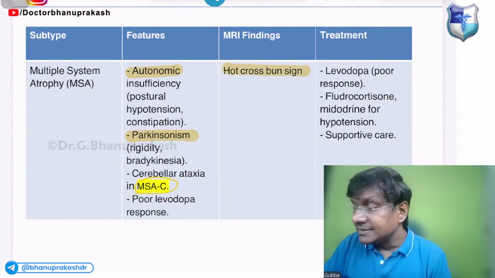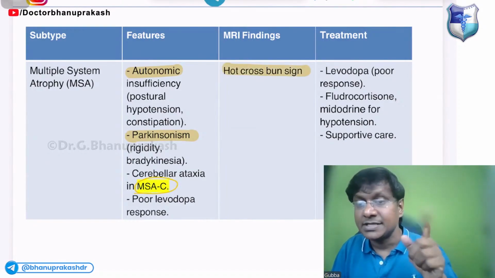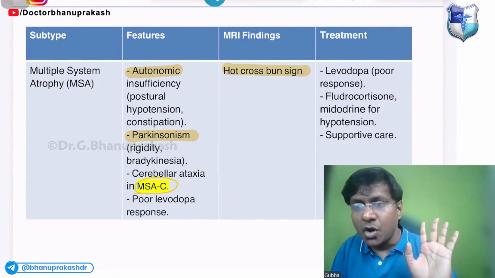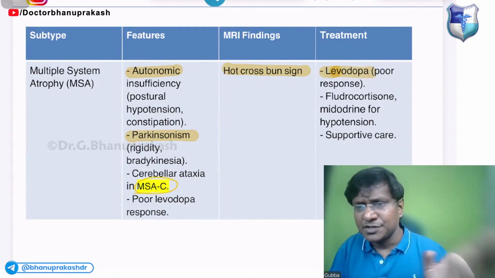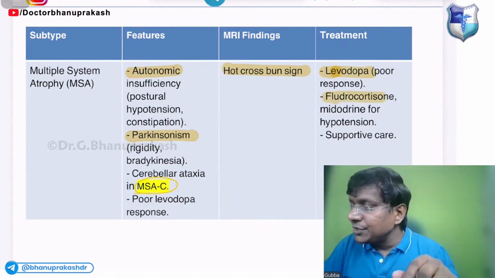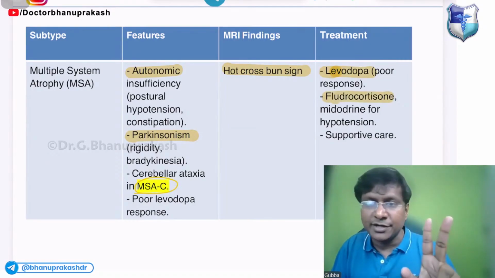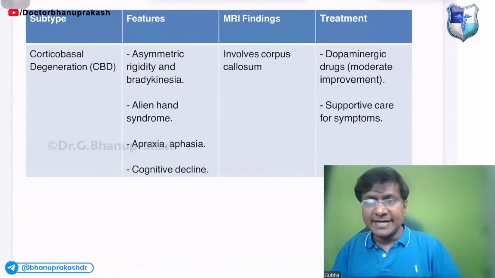We were describing the hummingbird sign for progressive supranuclear palsy. For multiple system atrophy, it is the hot cross bun sign. And with levodopa, is there any good response? No, poor response. But because there is autonomic insufficiency causing orthostatic hypotension, you need to give fludrocortisone or midodrine. Next important subtype is corticobasal degeneration.